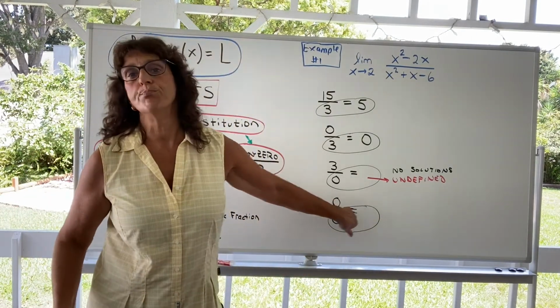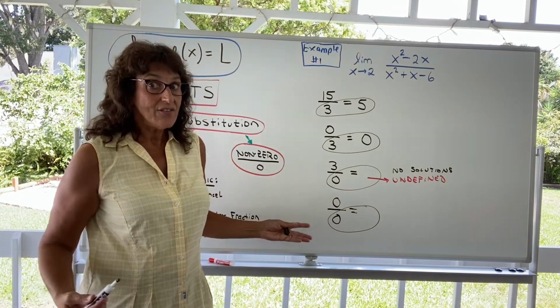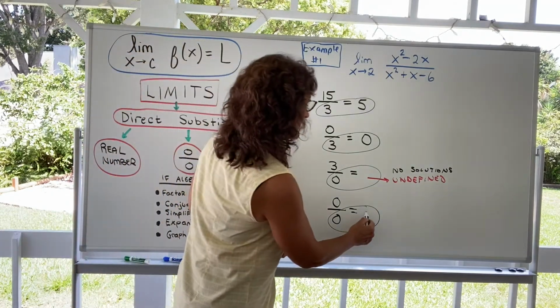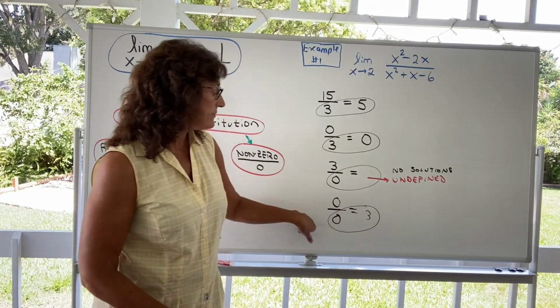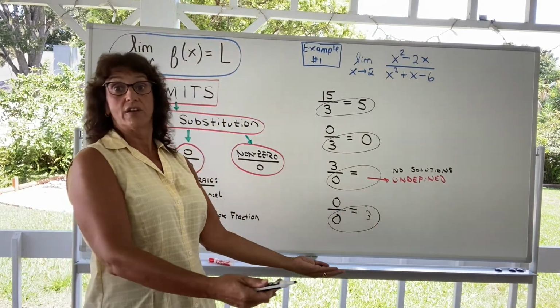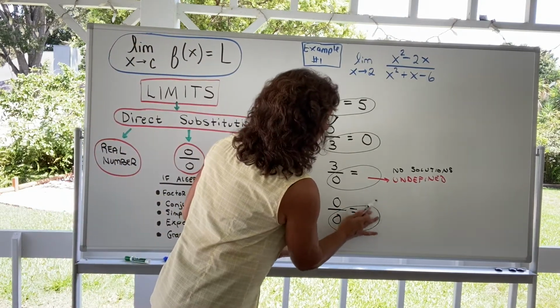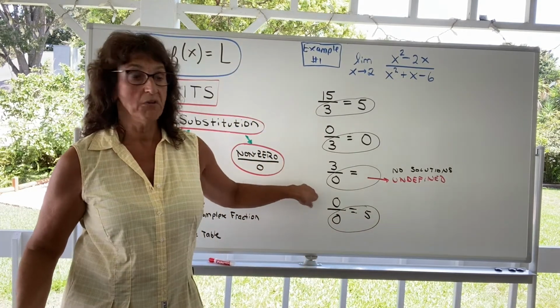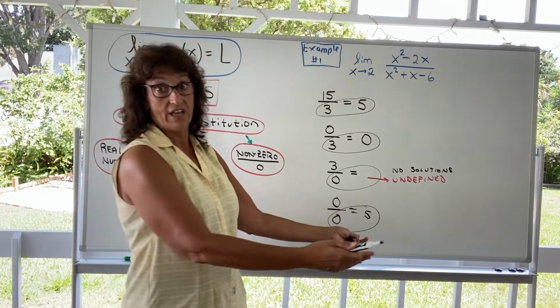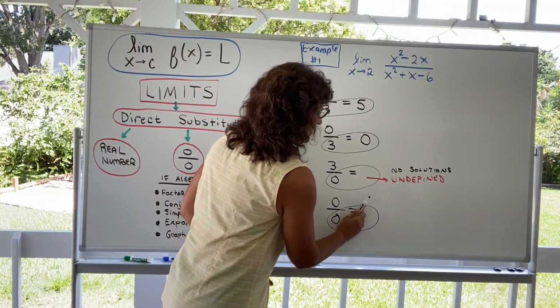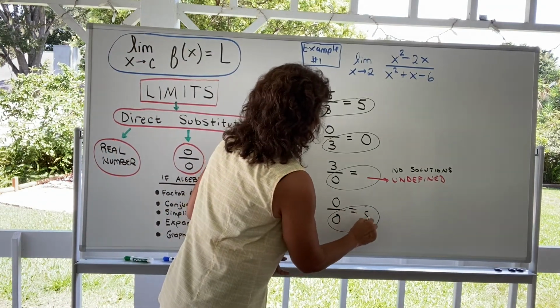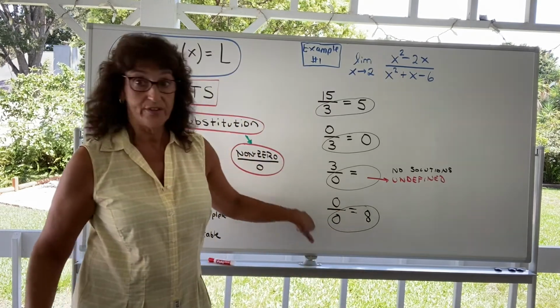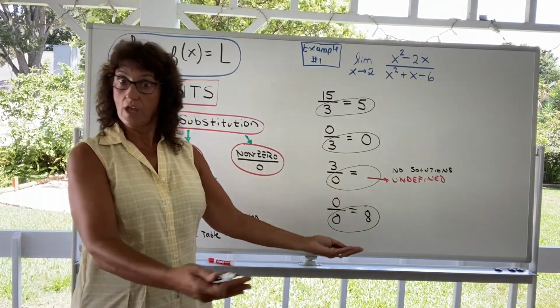What number can you multiply by 0 and get 0? Can you take 3? 3 times 0 is 0, so 3 works. What if I took 5? Is 5 times 0 equal to 0? Sure, 5 works. What if I take the number 8? 8 times 0 is 0. It works.